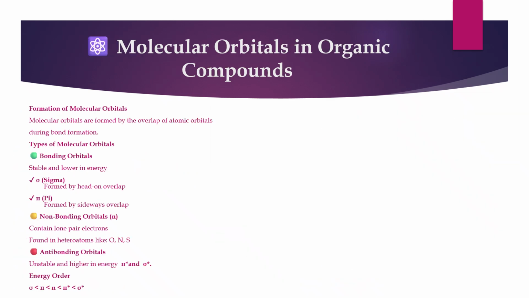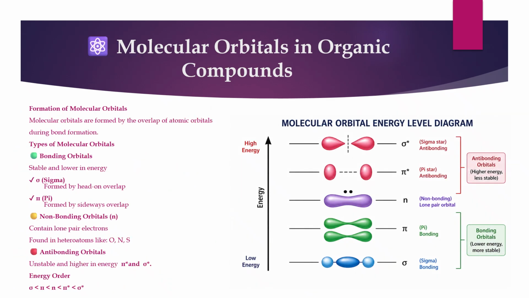To understand electronic transitions more clearly, we need to understand molecular orbitals. The image on this slide shows the different energy levels of molecular orbitals. At the lowest level, we have the sigma bonding orbital, which is highly stable. Above that is the pi bonding orbital, and then we have the non-bonding orbital, which contains lone pair electrons. At high energy levels, we see the pi antibonding orbital, also called pi star, and the sigma antibonding orbital, called sigma star.